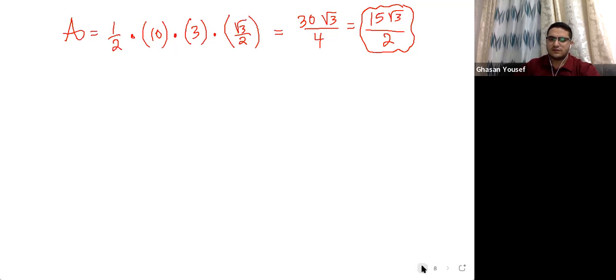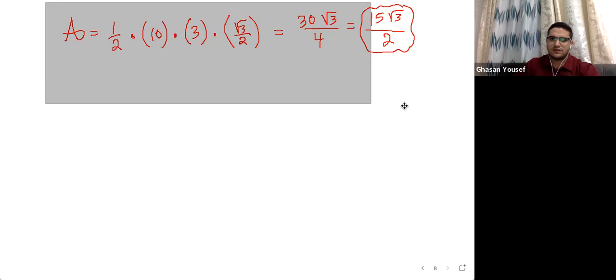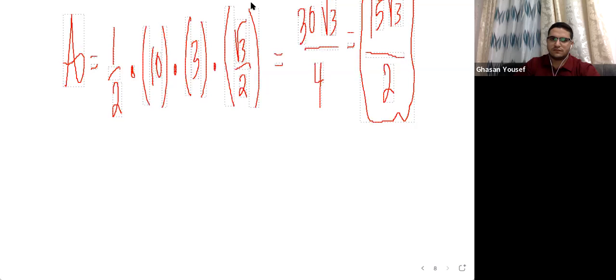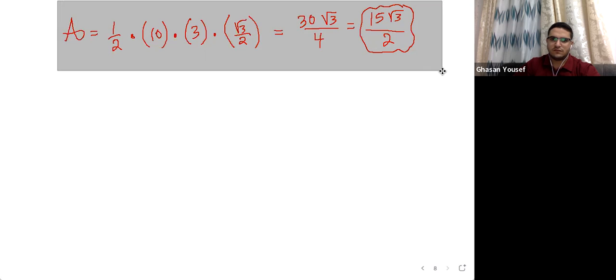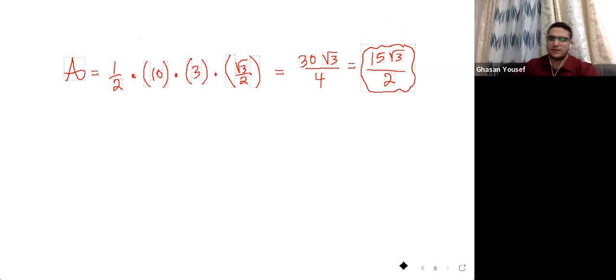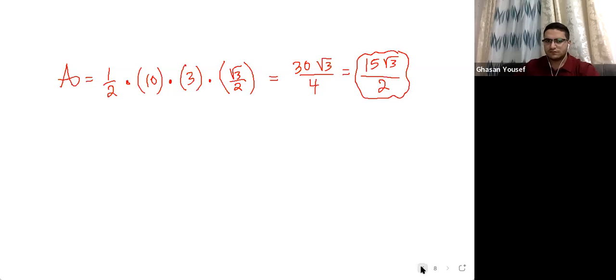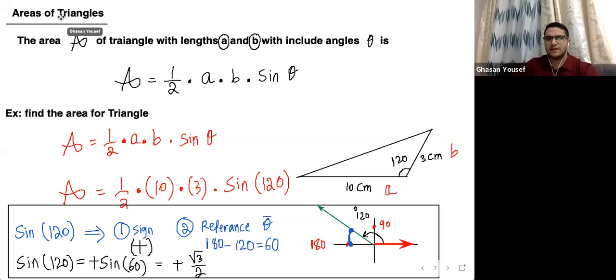Any question? Any question for this example? So this is the area. That's it for this section. We're done with this section. The last part of this section is the area of triangles. The area of triangles uses the sine of the angle. That's why you have to know how to evaluate the sine of the angle.